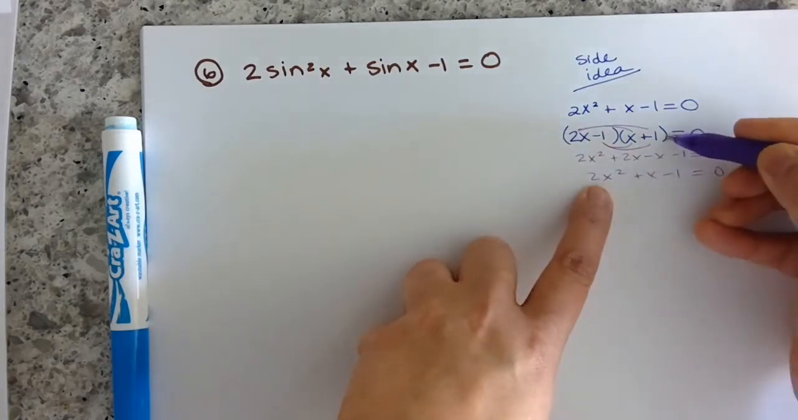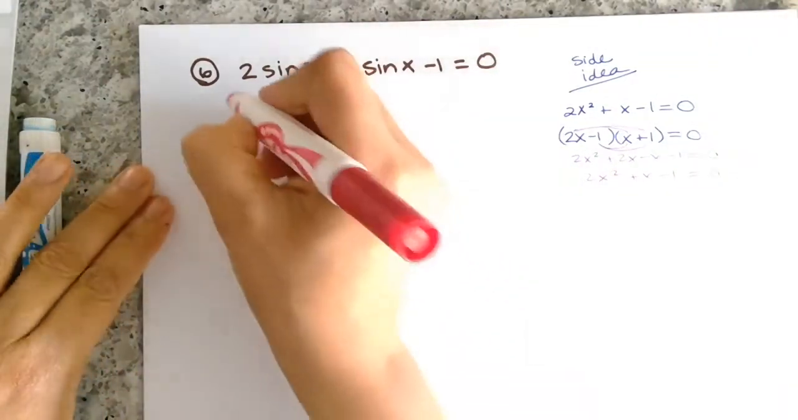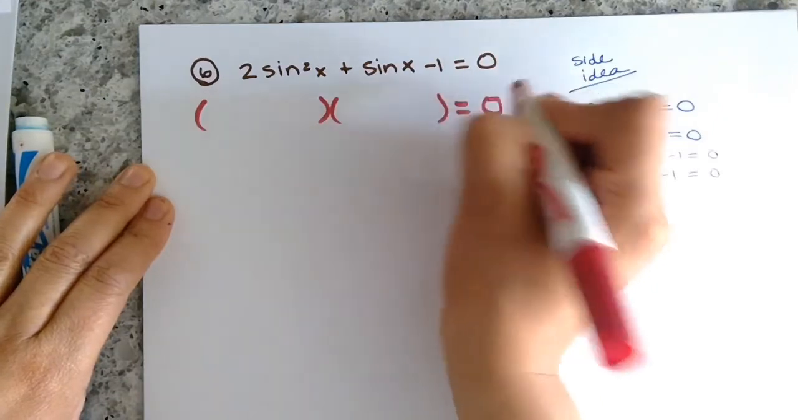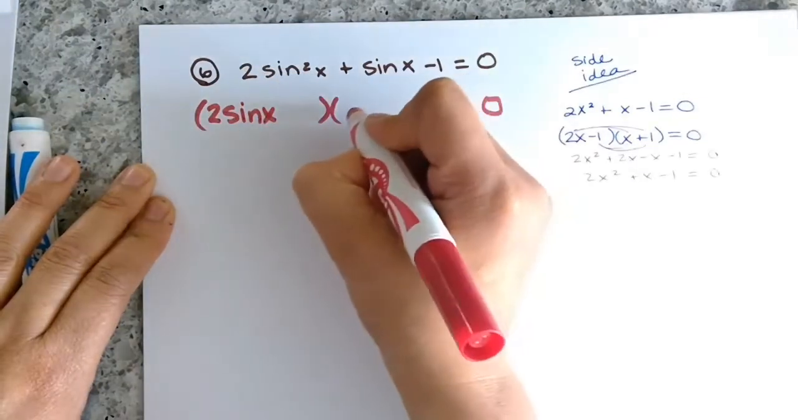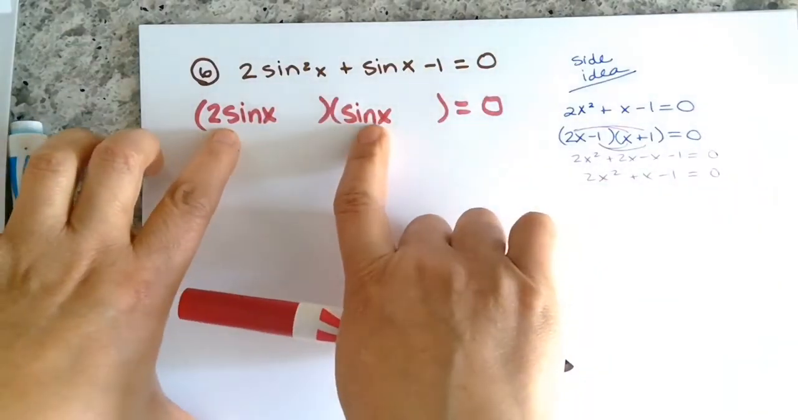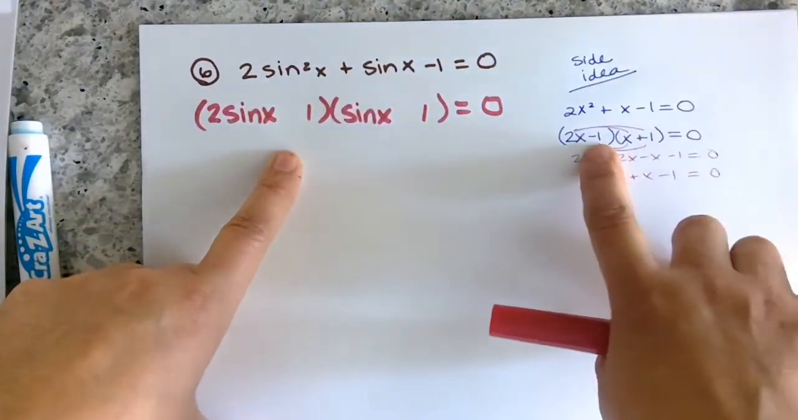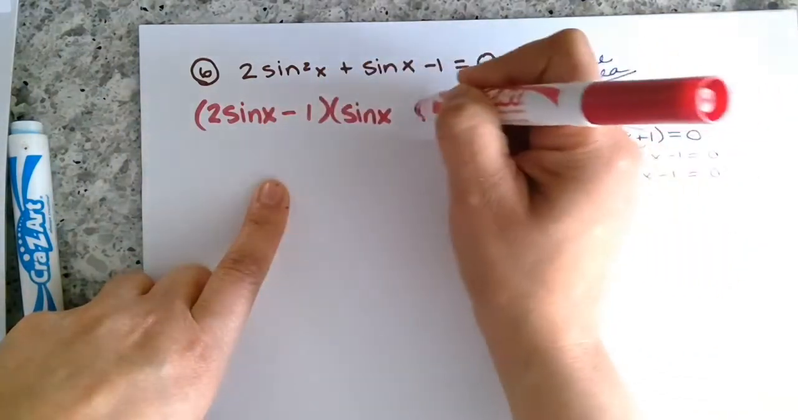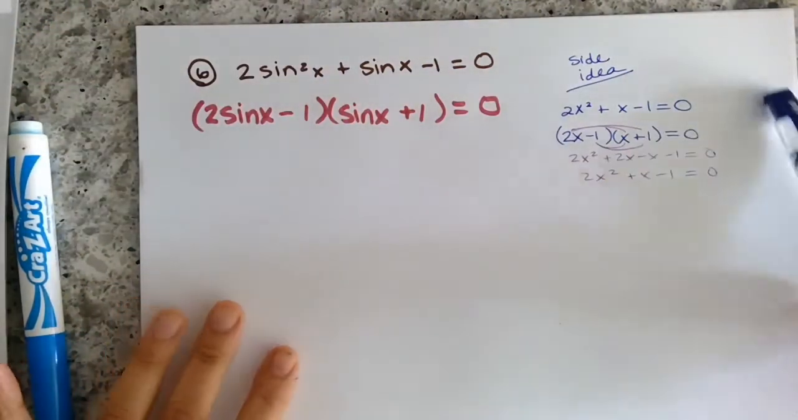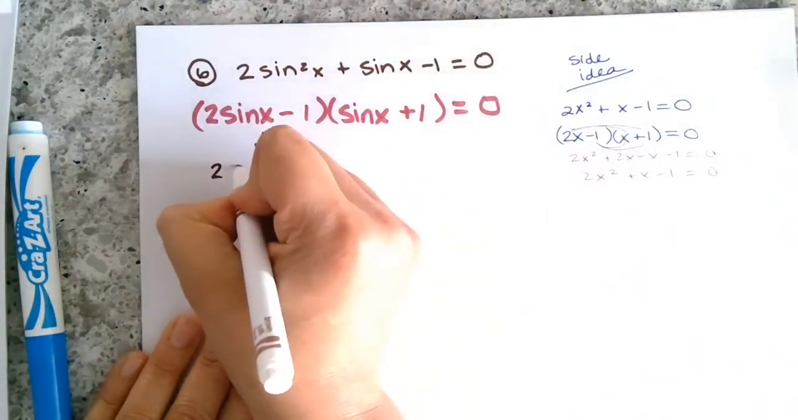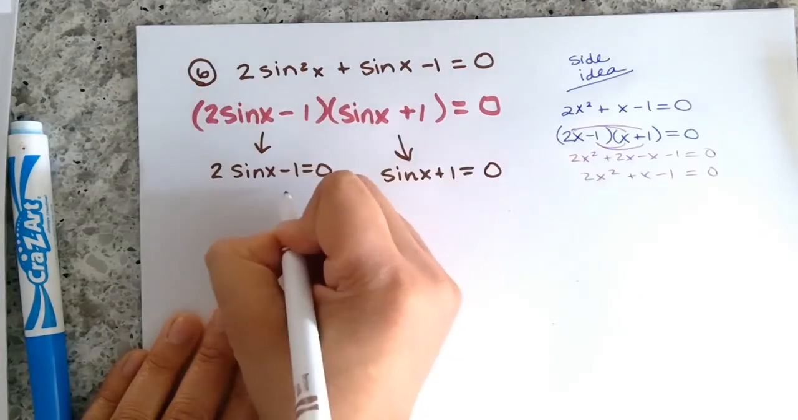Okay, so we're going to factor this. How do you factor that? Same way. It's going to be 2 sine of x, sine of x. So that would give you this. You know you need a 1 here, and in this case, it was a negative 1 and a positive 1, so it's going to be the same thing. So you just factored that. Same idea. Set these equal to 0 and solve it.